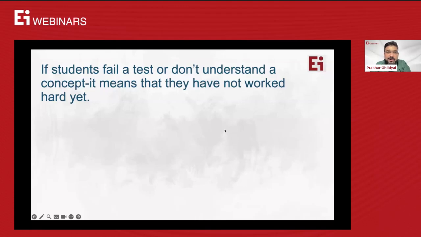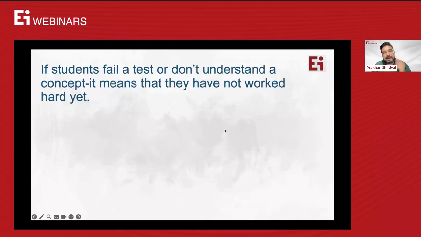This is not a sentiment. Obviously, this makes a lot of sense. It sounds emotional, but I'm telling you, there is research on this. And I'm not talking about children with learning disability. That's not my expertise. But I'm saying generally, when a student fails a test or doesn't understand a concept, it means they have not worked hard yet.